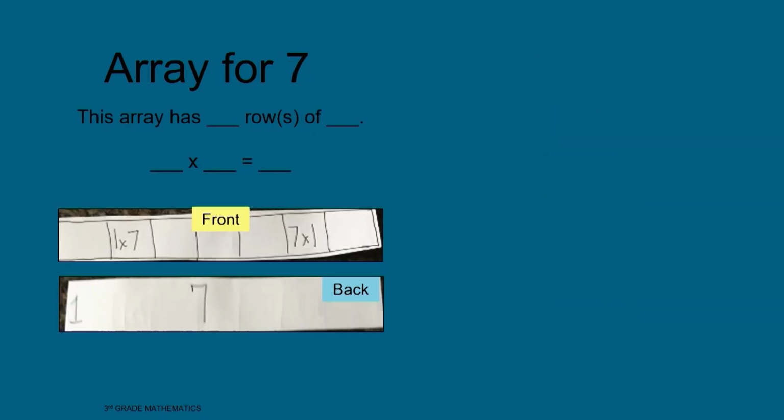Okay, here's the last one. Here's the array for 7. Again, practice the vocabulary and use the sentence frame to describe the array. Then say the equation that matches. This array has one row of 7, so 1 times 7 equals 7.